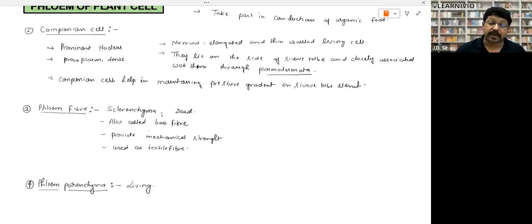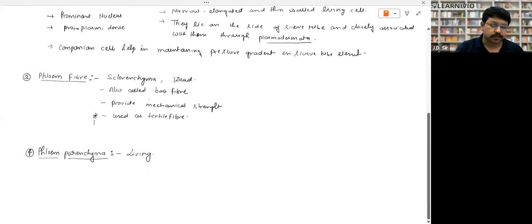These are the NEET questions basically. What is the bast? Bast are basically textile fibers, right? What are they? They are basically phloem fiber made up of sclerenchyma. So that's how they ask the question, right? NEET questions are not difficult questions, but these questions need conceptual clarity. When you have conceptual clarity, you will be able to answer those questions, right?